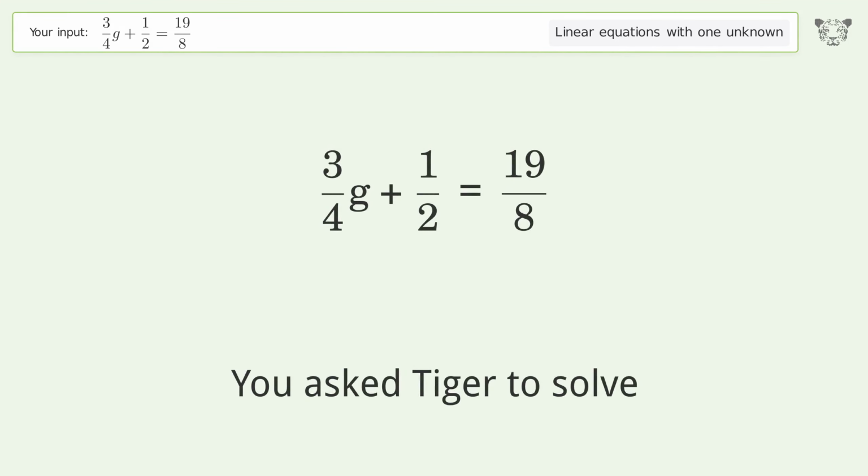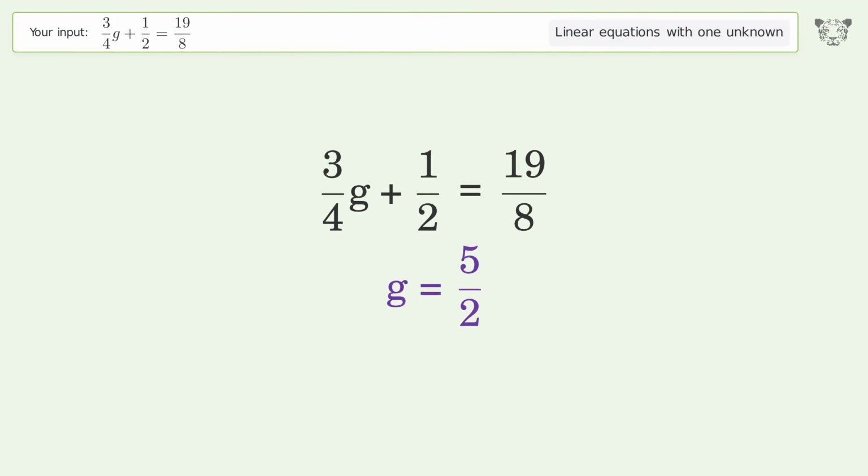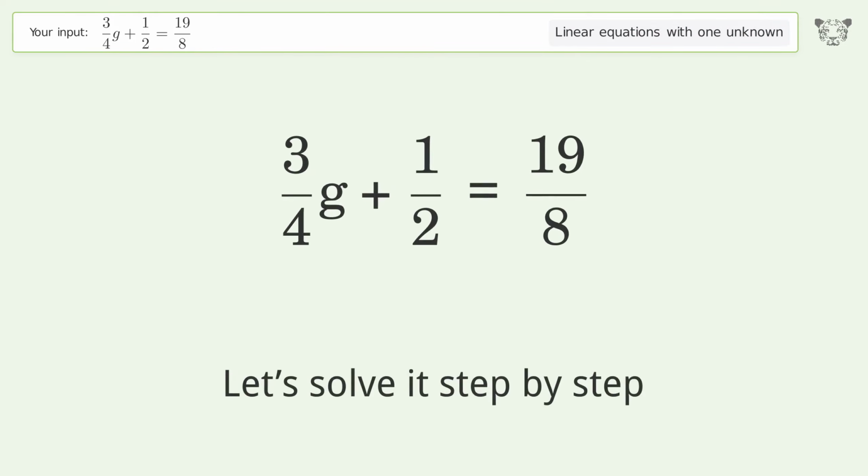You ask Tiger to solve. This deals with linear equations with one unknown. The final result is g equals 5/2. Let's solve it step by step.